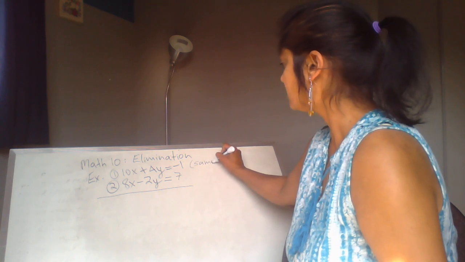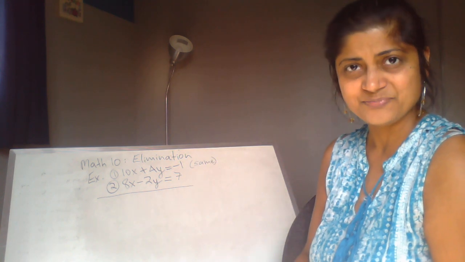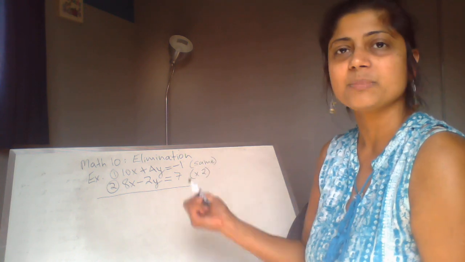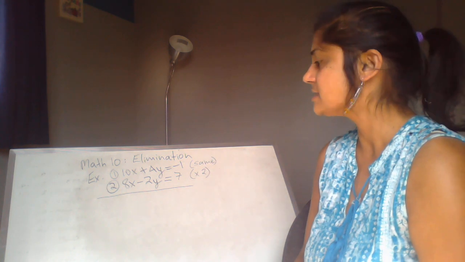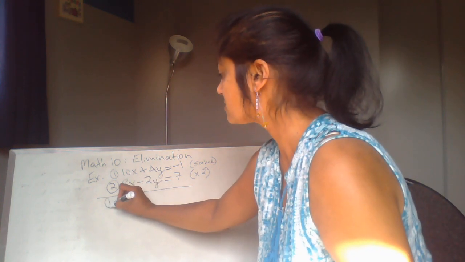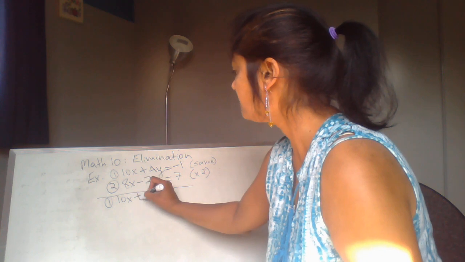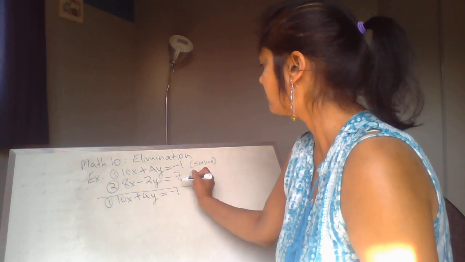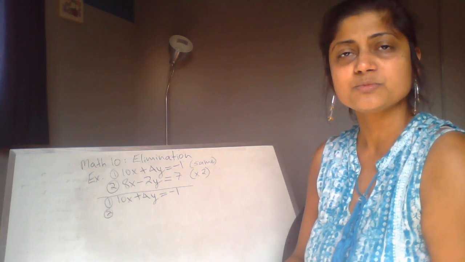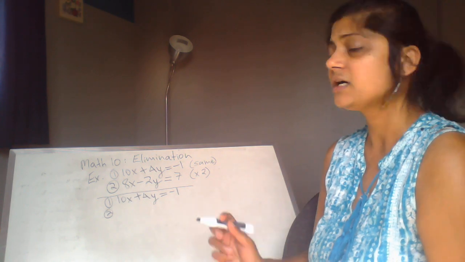Okay, so I'm going to keep the first equation the same. I'm going to multiply the second equation by 2. Everyone's going to notice in just a second why I'm doing that. So let's keep the first equation the same, equals -1. And the second equation, I want to multiply everything by 2.